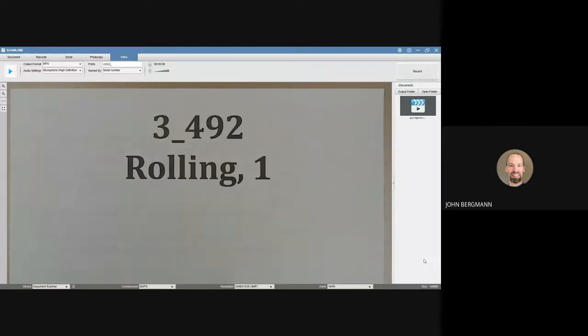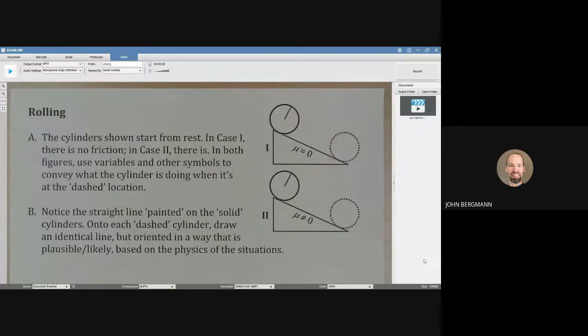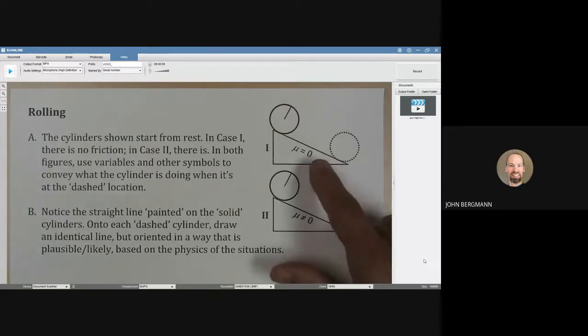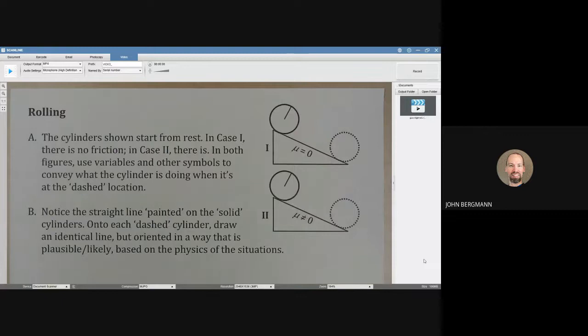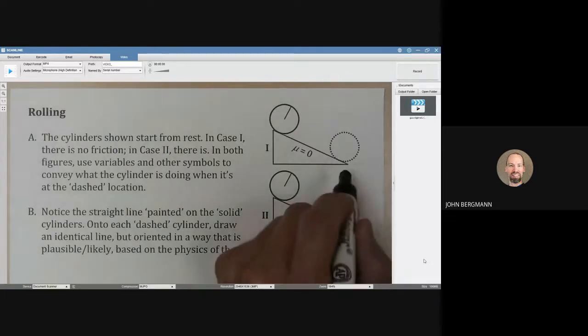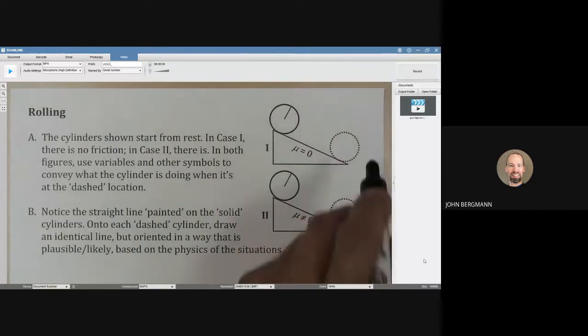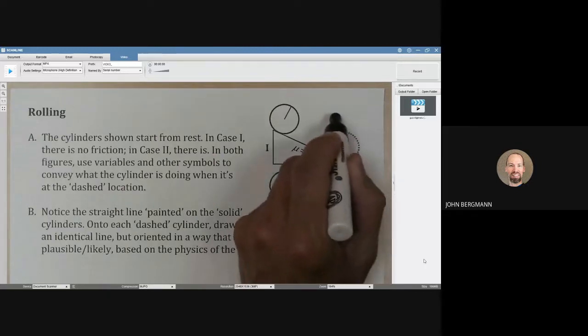This video is on rolling. The cylinders shown start from rest. In case 1, there's no friction. In case 2, there is. In both figures, use variables and other symbols to convey what the cylinder is doing when it's at the dashed location. If there's no friction here, then the object is not rotating, but of course it will be sliding.